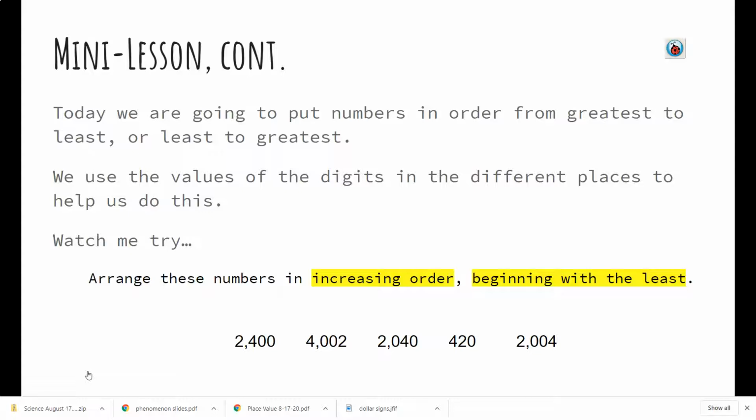So I want you to watch me try a couple of examples, and then you're going to try some on your own. So arrange these numbers in increasing order, beginning with the least. This is written a little bit differently, but I wanted to show this to you because we don't know how we might see it on a test. So increasing order. If something is increasing, it's getting bigger. It also says beginning with the least. So we're going to start with the smallest number and go to the biggest. So really quickly, I am just writing these numbers on my paper, and I'm about to switch over.